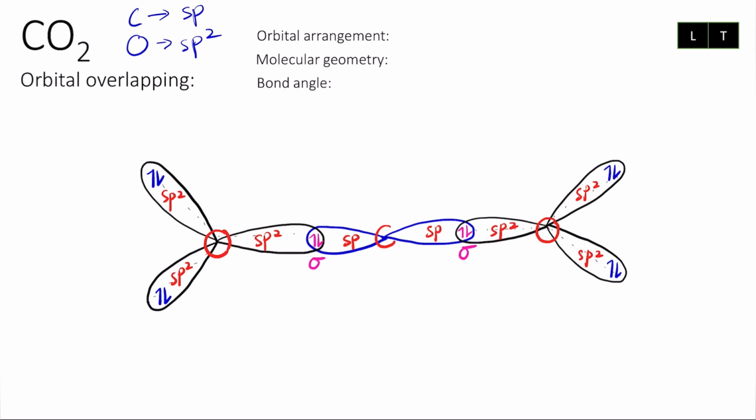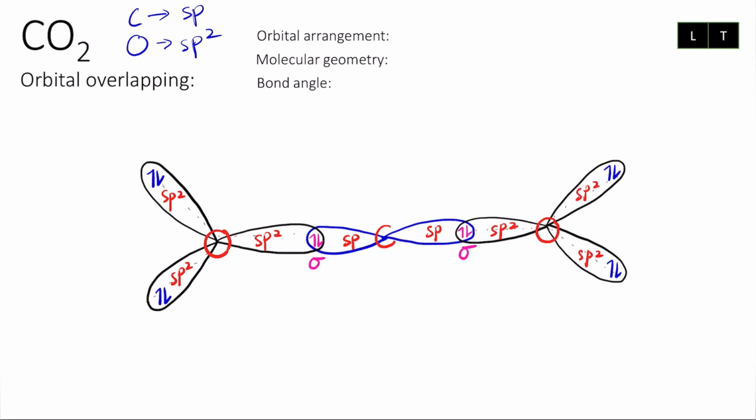Kita kena tunjuk pi bond. So pi bond terhasil based on side to side overlapping. So bila side to side, saya akan draw secara menegak. Tapi awak kena faham, kita ada 2 pi bond antara carbon dengan oksigen sebelah kiri dan carbon dengan oksigen sebelah kanan. So maknanya saya akan draw dulu satu-satu. So kita fokus sebelah kanan dahulu.